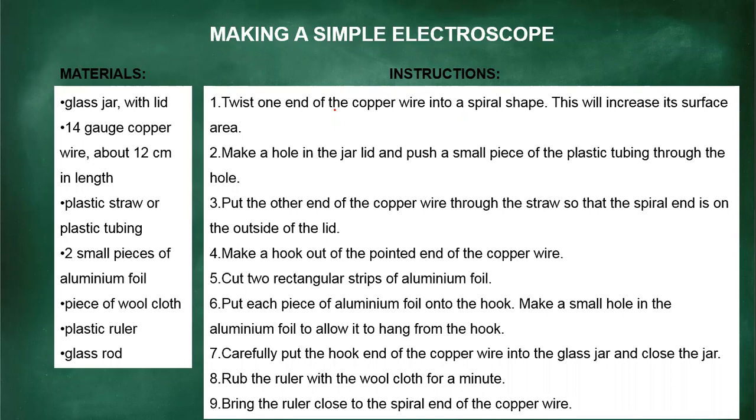So this basically gives it more, how do I say, it makes it more solid, more concrete. Okay. So you make a hole in the glass jar and you push a small piece of the plastic tubing through the hole. Then you're going to put the other end of the copper wire through a small straw so that the spiral end is on the outside of the lid. Okay, so we're going to make a hook.